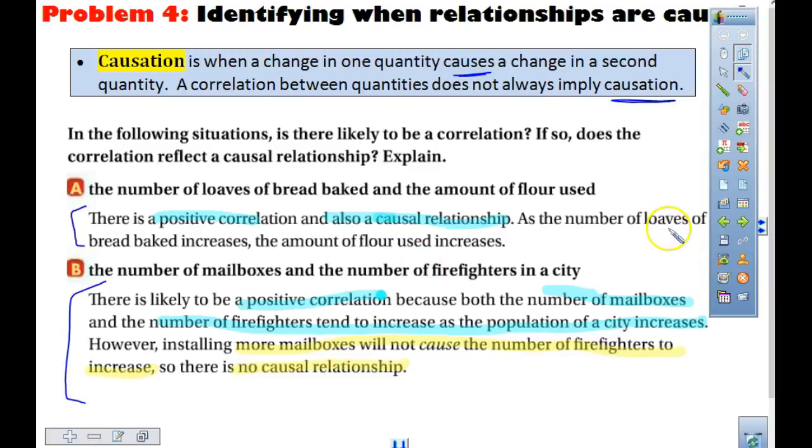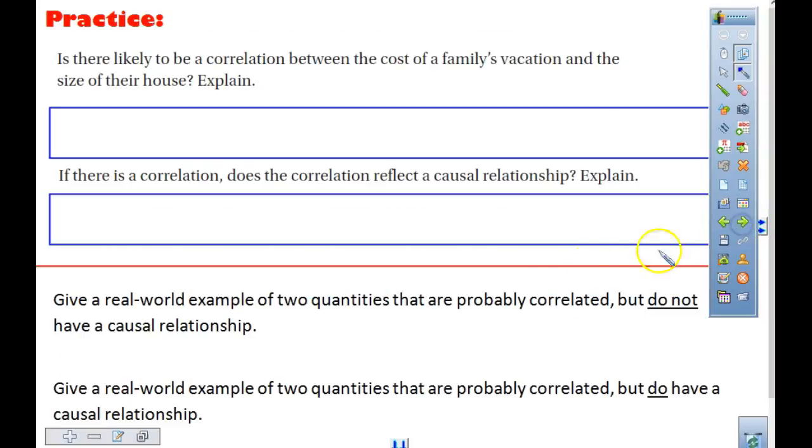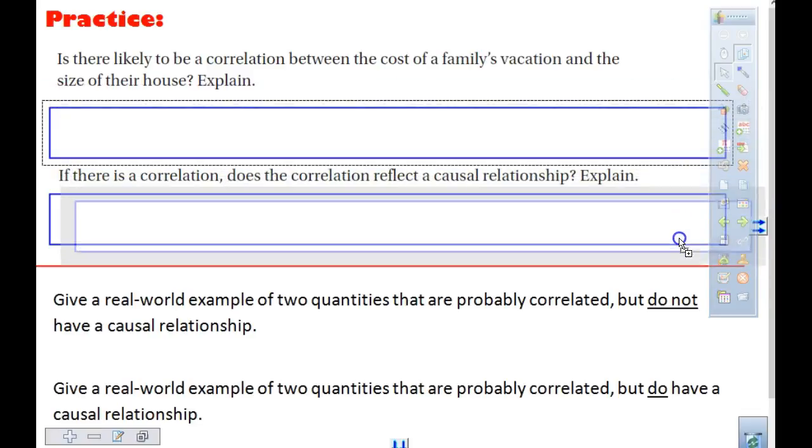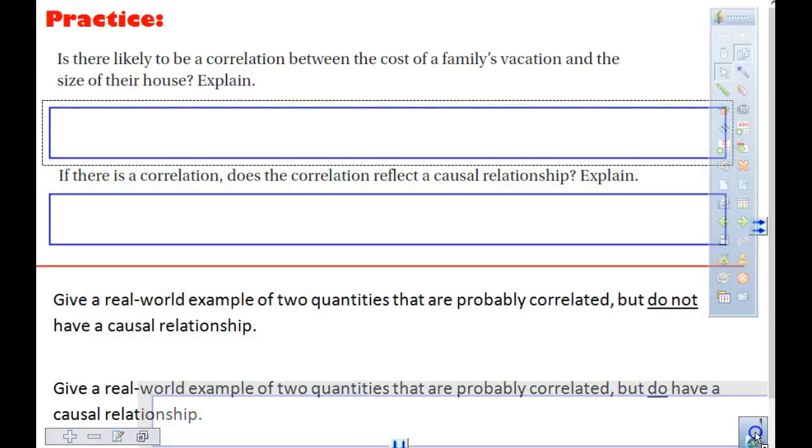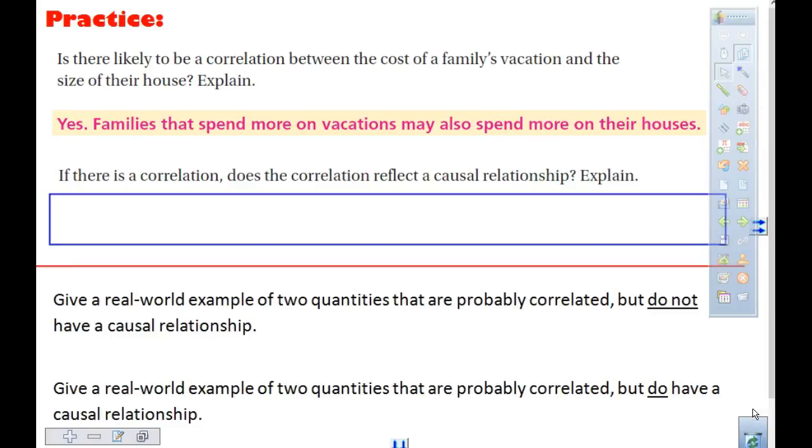And as you looked at the project that you got back, it's more the explanation part that I'm looking at, like where you guys did the explanation on those story problems, and making sure you're really understanding it, not just computing those statistics. So it says, is there a likely correlation between the cost of a family's vacation and the size of their house? So do you think? Because they have a big house, they have a big vacation. And we might say, yes, families spend more on vacation, they also spend more on their houses. Could you come up with a situation where that's not the case?